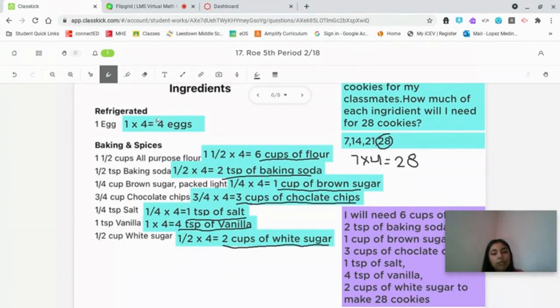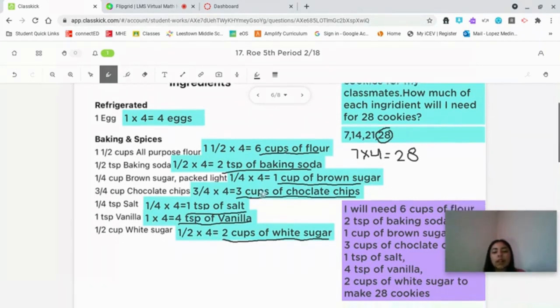And I multiplied 1 times 4, which is 4 eggs, 1.5 times 4, which is 6 cups of flour, 1.5 times 4 is 2 tablespoons of baking soda, 1/4 times 4 is 1 cup of brown sugar, 3/4 times 4 is 3 cups of chocolate chips, 1/4 times 4 is 1 tablespoon of salt, and 1 times 4 is 4 tablespoons of vanilla, and 1/2 times 4 is 2 cups of white sugar.